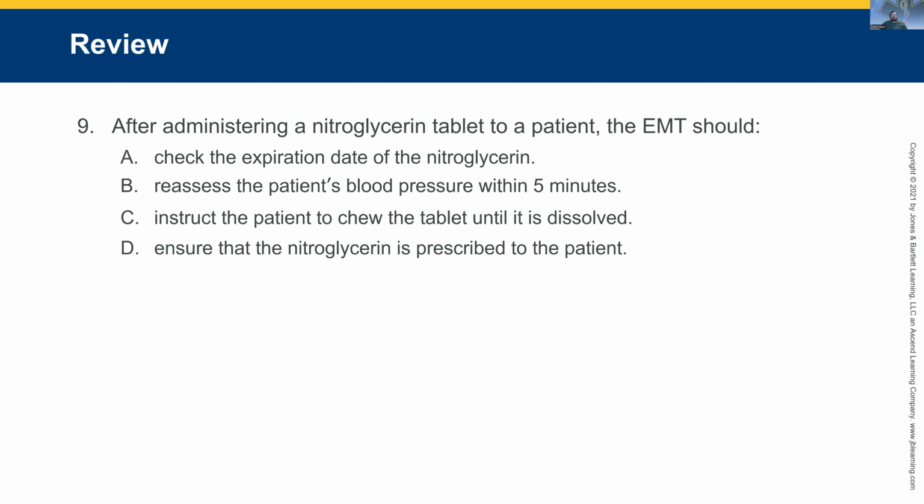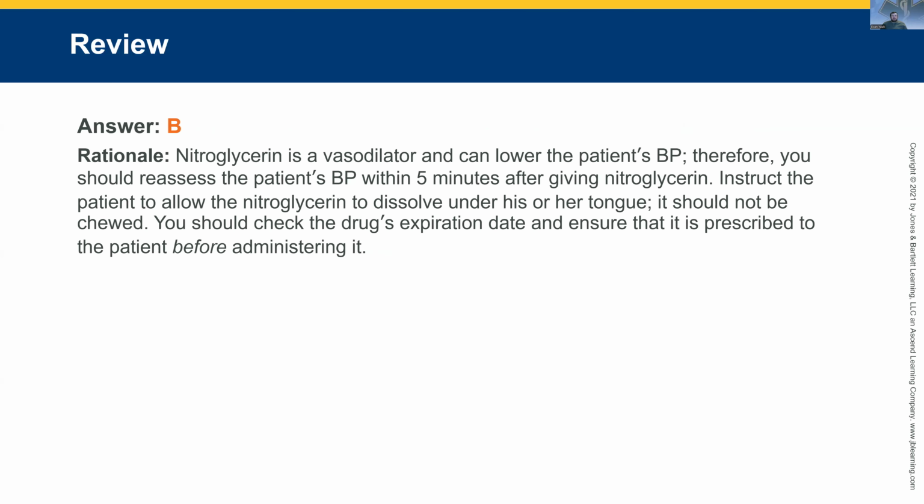After administering a nitroglycerin tablet to a patient, the EMT should... remember what it does. It drops our blood pressure. We don't want to bottom a patient out. So it's going to be B. We reassess that patient's blood pressure every 5 minutes. If it's not helping, we can re-administer if our blood pressure is still high enough, every 5 minutes up to 3 doses.